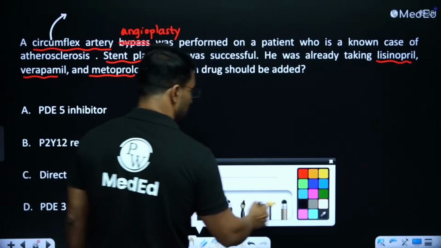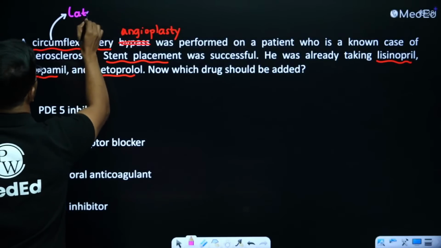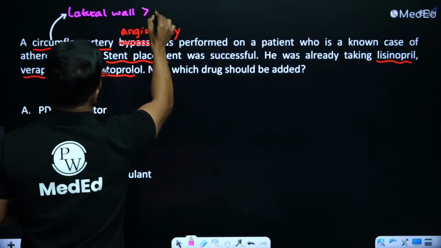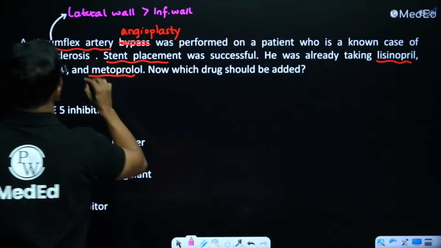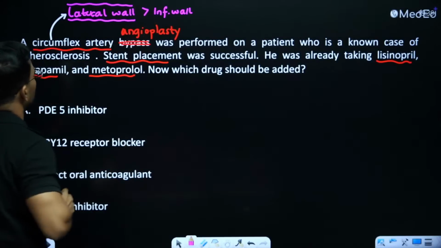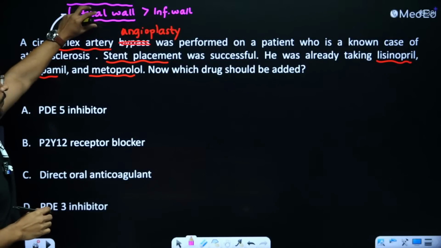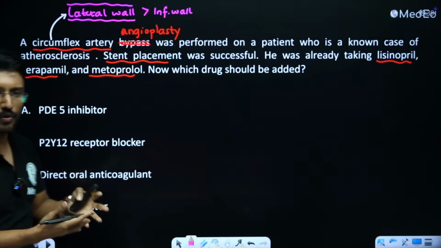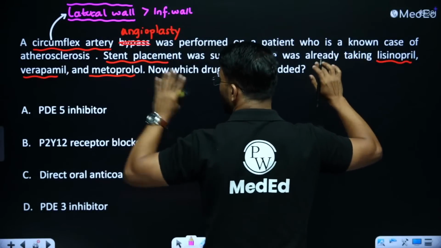The circumflex artery is primarily supplying the lateral wall, right? It has a little bit of contribution to the inferior wall. So the majority of the blood supply to the lateral wall is coming from the left circumflex artery. So mostly this patient would have a lateral wall MI, has undergone an angioplasty and a stent is placed. This patient probably was already a known case of IHD or stable angina, and for that he was on lisinopril, verapamil and metoprolol.